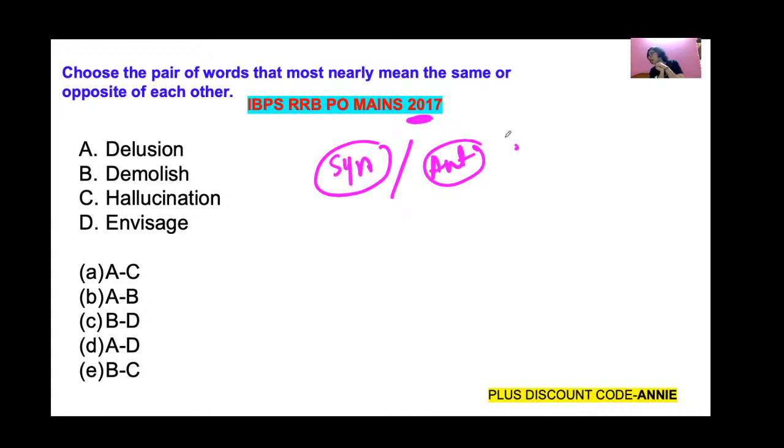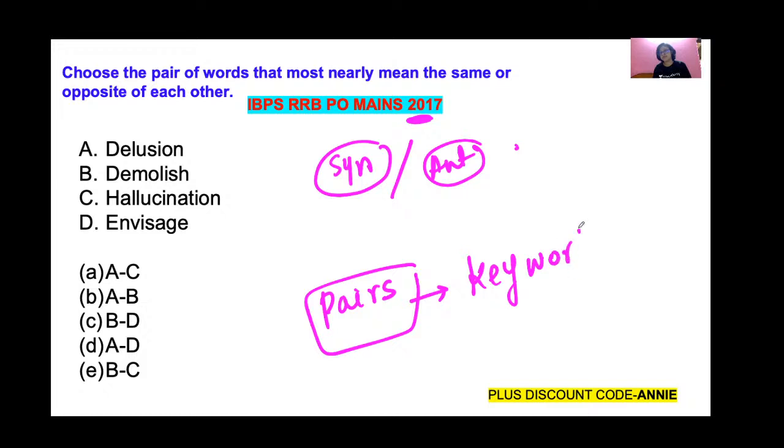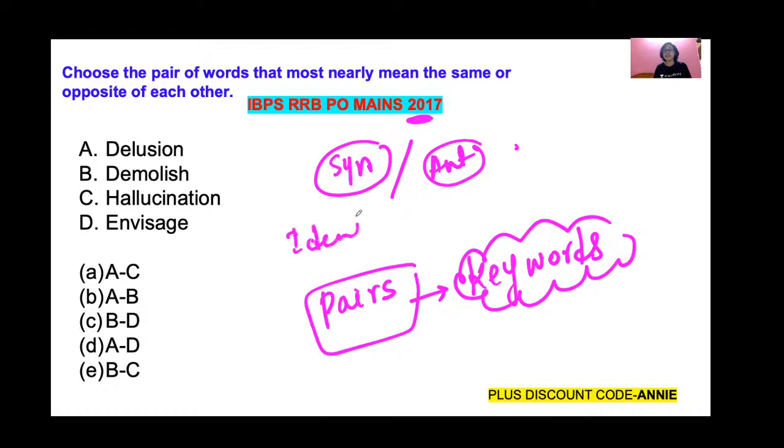What are the minimum requirements, tricks to crack para jumble? So the main trick is creating pairs. Like you have seen, I have created pairs by using keywords. Okay, this is the main trick. And also identify the first sentence.